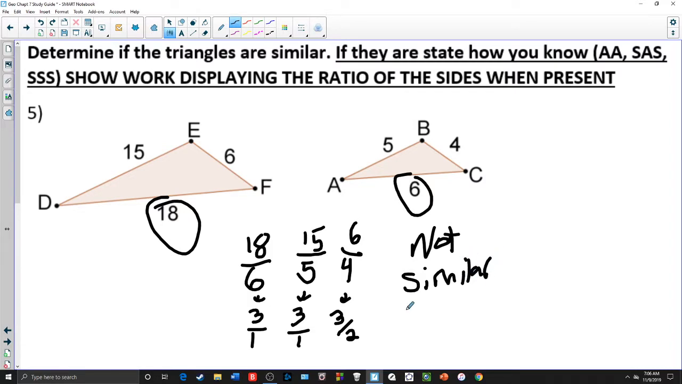And how do we know they're not similar? Well, I guess you could say by SSS. If they were similar, these would all three be congruent. But since they're all three not congruent, we have one oddball out. By SSS, they are definitely not similar.